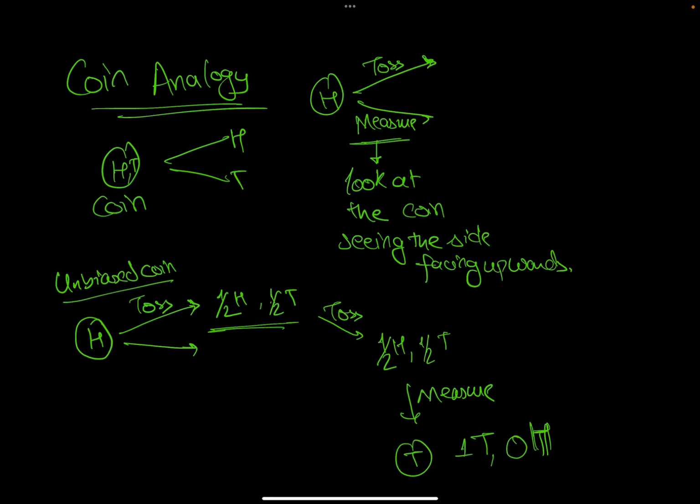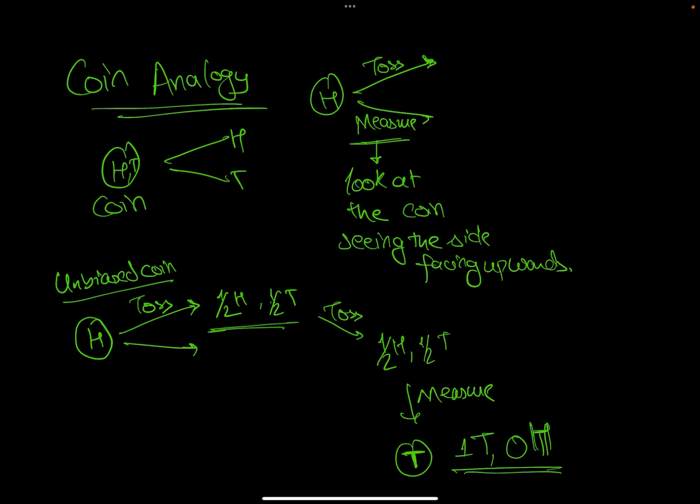If I toss the coin, it's heads with probability 1 by 2 and tails with probability 1 by 2. If I toss the coin again, it will still remain in the same state, heads with probability 1 by 2 and tails with probability 1 by 2. And if I measure the coin, I could either get tails or heads with probability 1 by 2. Suppose on measuring the coin, I get tails facing upwards, and then the state of the probability becomes tails with probability 1 and heads with probability 0, right?